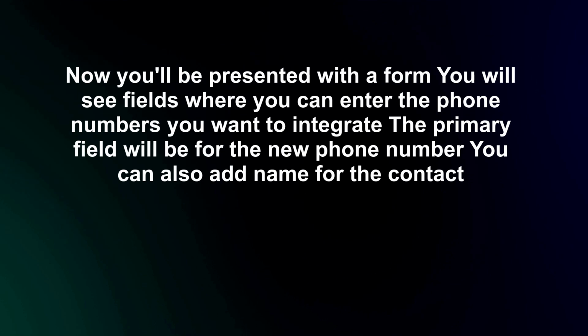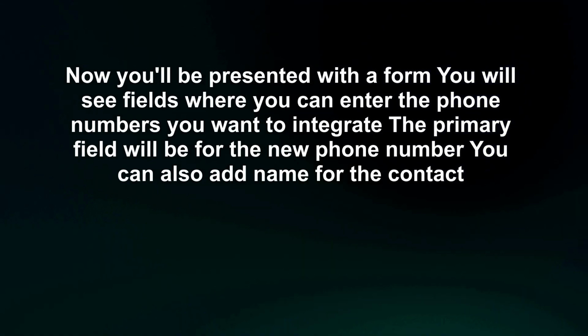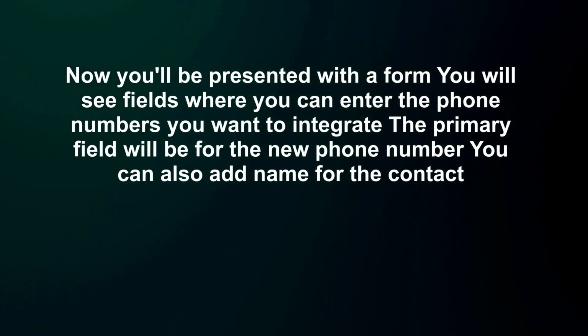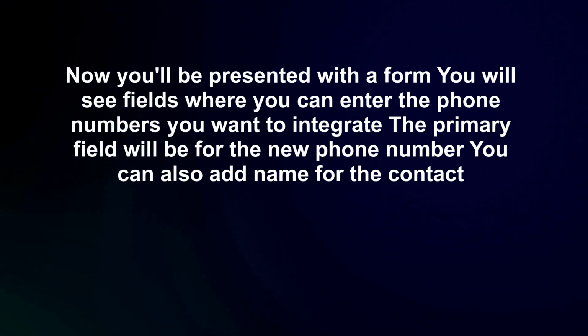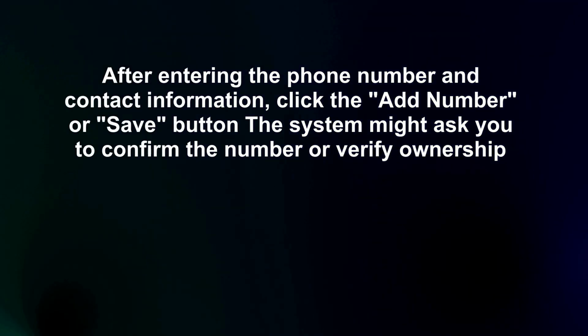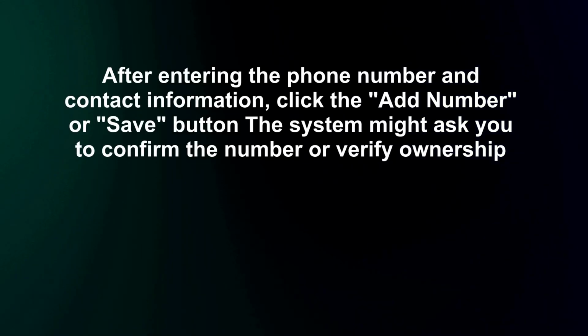Now you'll be presented with a form. You will see fields where you can enter the phone numbers you want to integrate. The primary field will be for the new phone number. You can also add a name for the contact. After entering the phone number and contact information, click the Add Number or Save button.